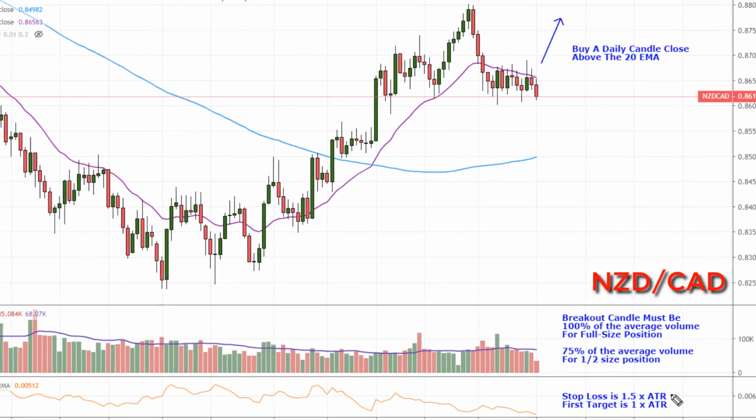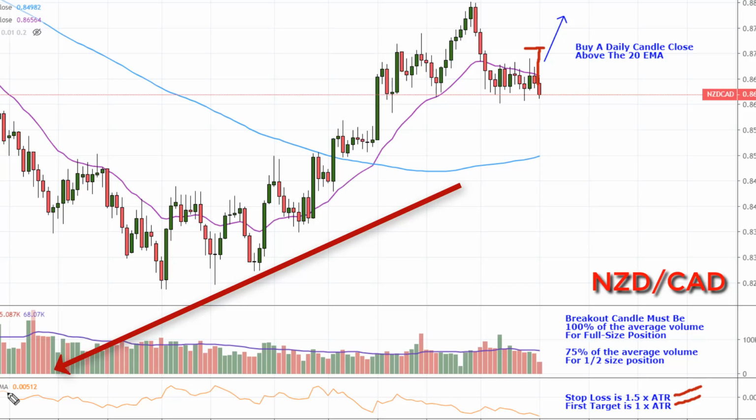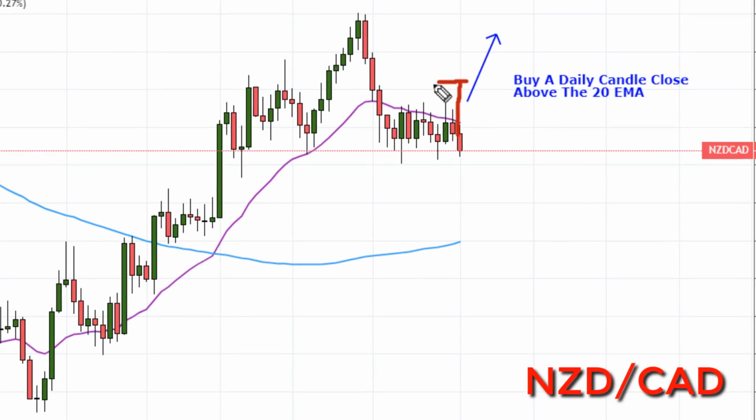The stop loss will be 1.5 times the ATR. The first target will be 1 times the ATR. So the way that works is you get your candle close above the 20. That's your entry point. At that time, you look at the ATR. You multiply that by 1.5. You measure that distance behind the entry, and that will be your stop loss. Then you measure 1 ATR above the entry, and that will be your first target.